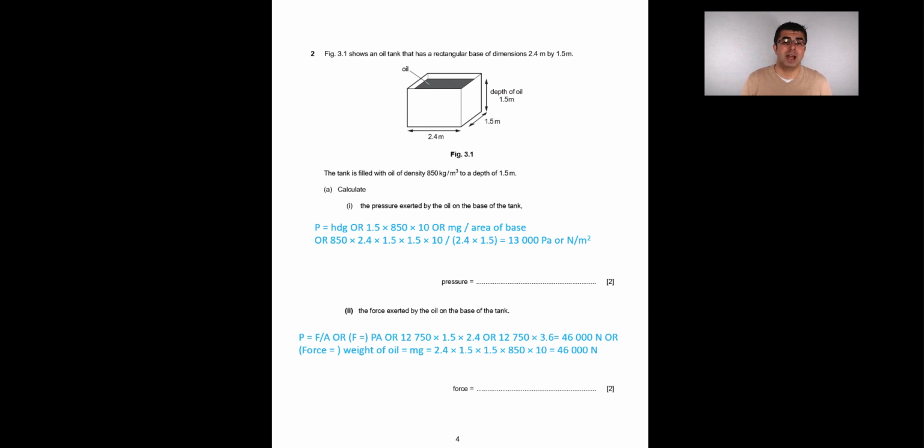Now remember, you don't have to round, and there is more than one way of doing this, where you could basically focus on the weight of the oil rather than what I've done here, which to me is the most straightforward way of using pressure, force and area.